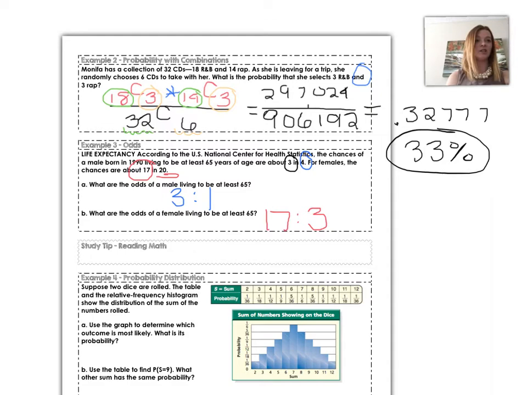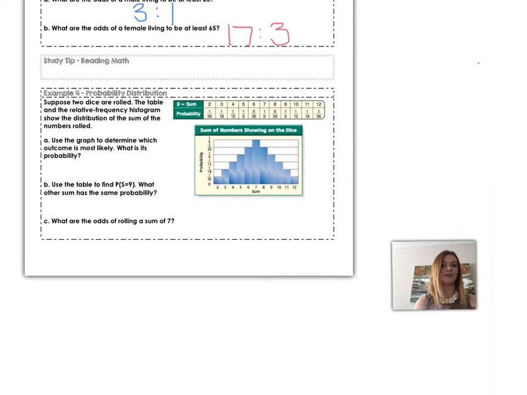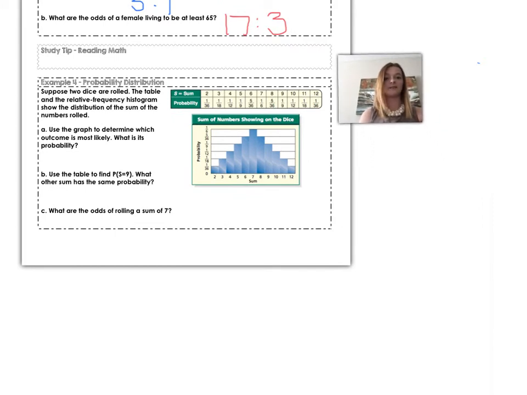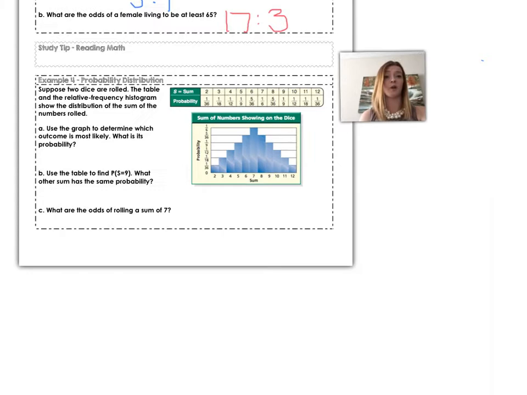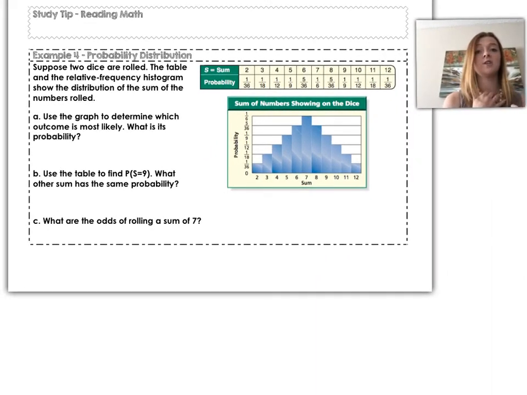All right, let's take a look at example 4 now. So now we have, suppose 2 dice are rolled. We have a relative frequency histogram, and it shows the distribution of the sum of the numbers rolled, okay? So in this type of example, it's very important that we learn how to interpret graphs, okay? So here we go. Use the graph to determine which outcome is most likely. What is its probability, okay?